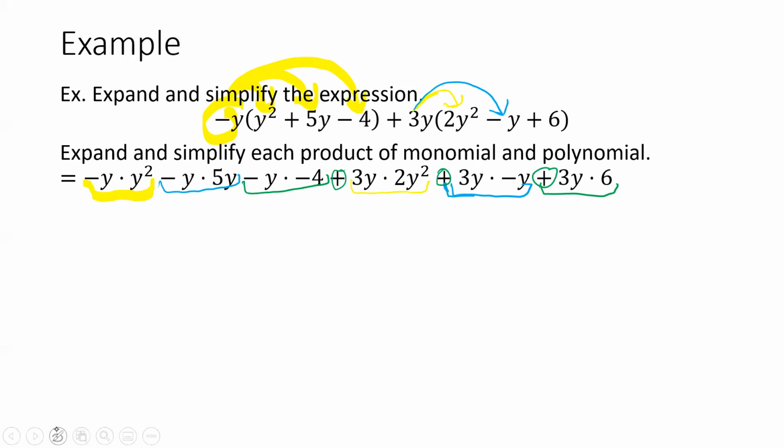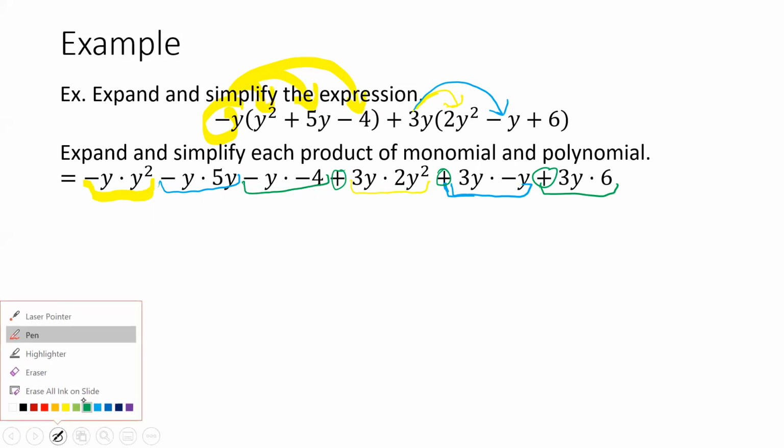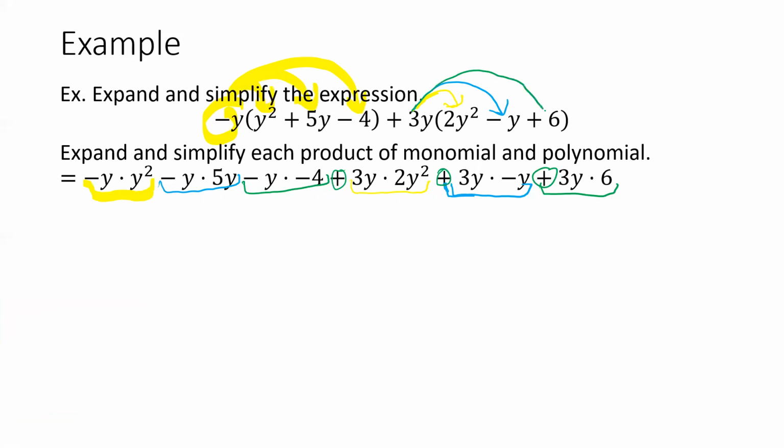So I just missed some inconsistency here. I want to put the little arrow there to show that the 3y is multiplied by 6, so I didn't miss it there. Okay, and our next step is I'm going to simplify each of the products that I have here.